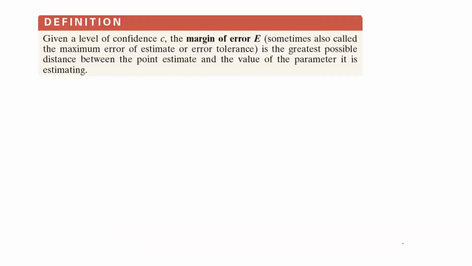Then you need to find the margin of error. Remember the definition. Given a level of confidence, the margin of error E, sometimes called maximum error of estimate or error tolerance, is the greatest possible distance between the point estimate and the value of the parameter it is estimating.